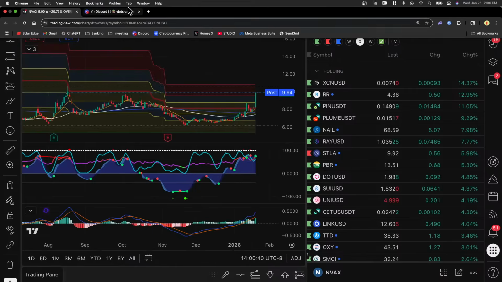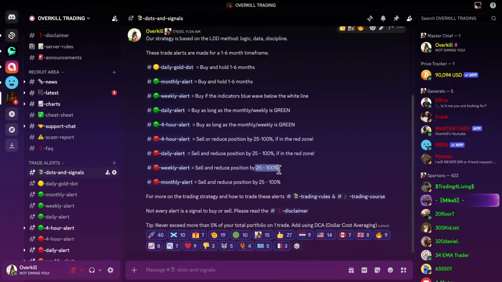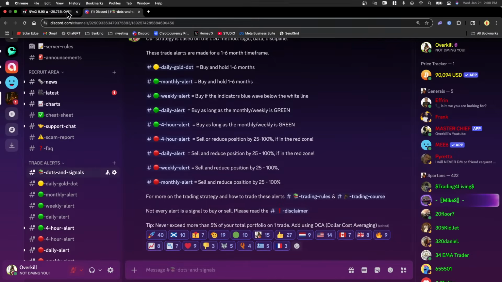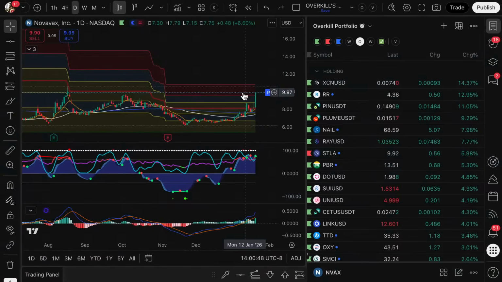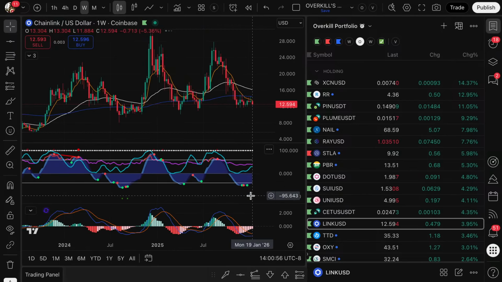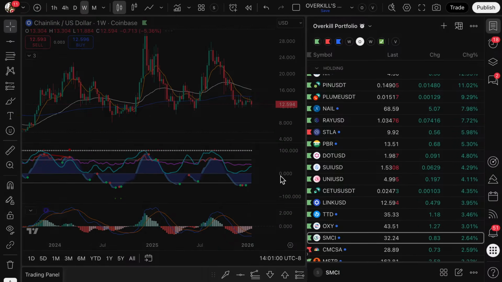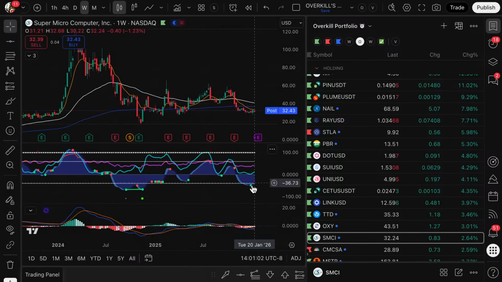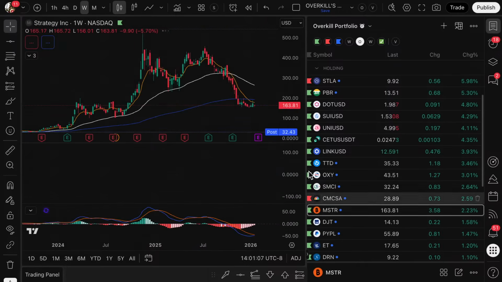And again, you don't have to sell the whole position at once, right? You could sell 25 to 100%. So you just kind of have to feel the trade out and say, okay, should I sell 50% and rotate into something else that's beat up still, that's still down here in the accumulation zone, something like Chainlink here, right down there. Bada bing, bada boom. Same thing, SMCI, the chip maker, where's that? Down there. Okay, MSTR, right?